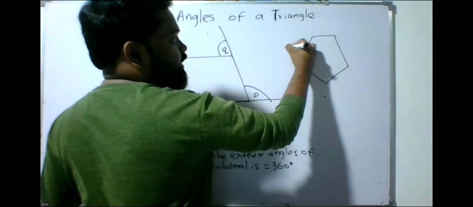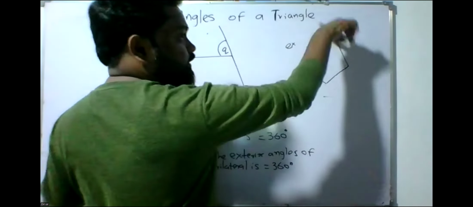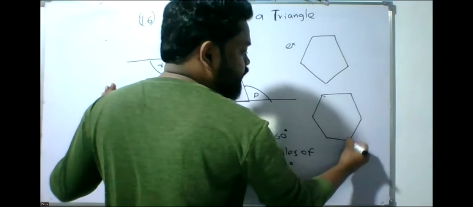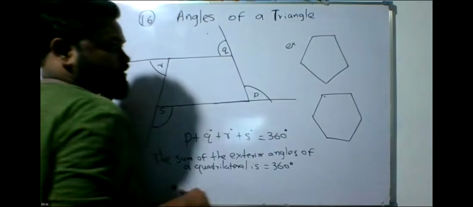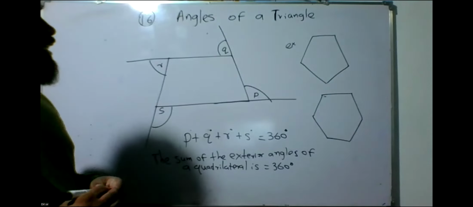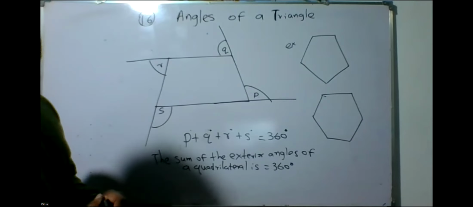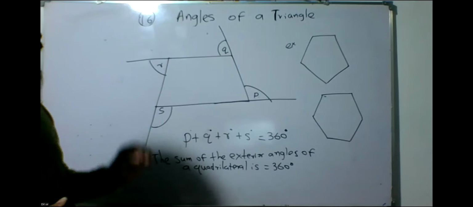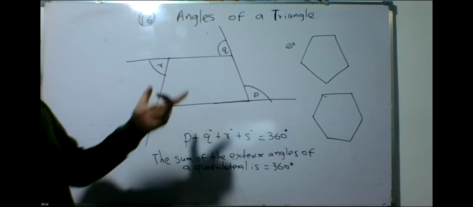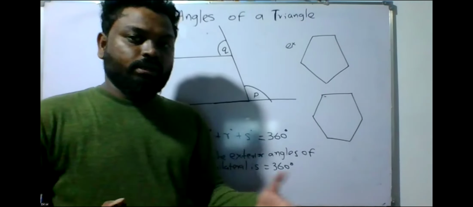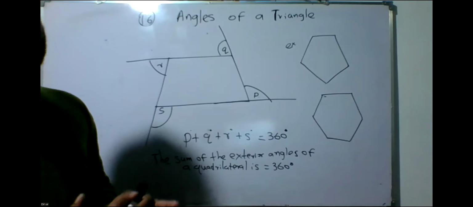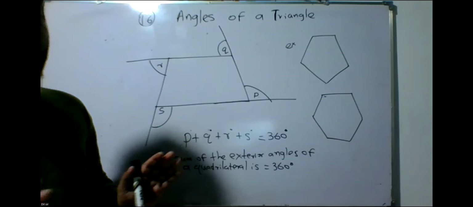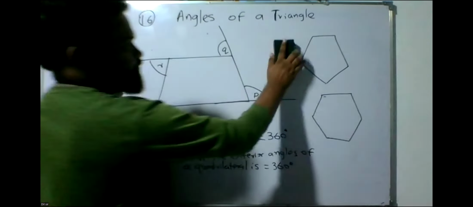I'm talking about exterior angles. There are 5 exterior angles. When we go to a hexagon, a polygon with 6 sides, its 6 exterior angles also add up to 360. The sum of the exterior angles of any polygon is 360. Any polygon, triangle, quadrilateral, pentagon, hexagon, octagon, nonagon, decagon, heptagon. Remember, the sum of the exterior angles is always 360.